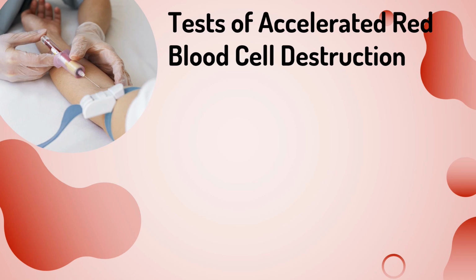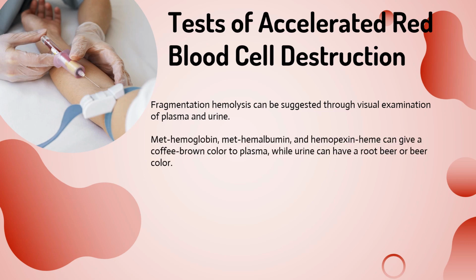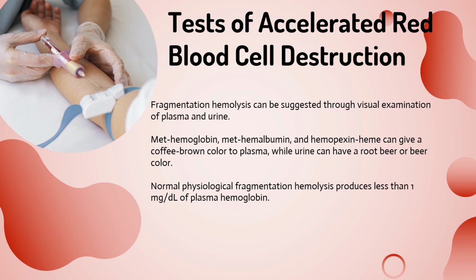Can be detected through various laboratory and visual examination methods. Fragmentation hemolysis can be suggested through visual examination of plasma and urine. Methemoglobin, methemalbumin, and hemopexin-heme can give a coffee brown color to plasma, while urine can have a root beer color. Normal physiological fragmentation hemolysis produces less than 1 mg per deciliter of plasma hemoglobin.